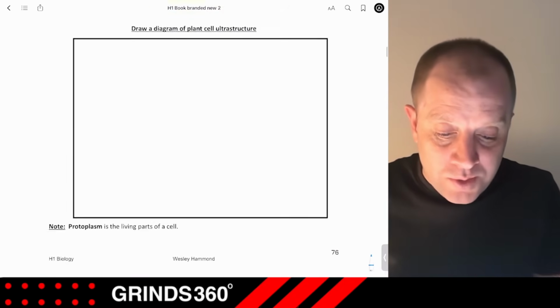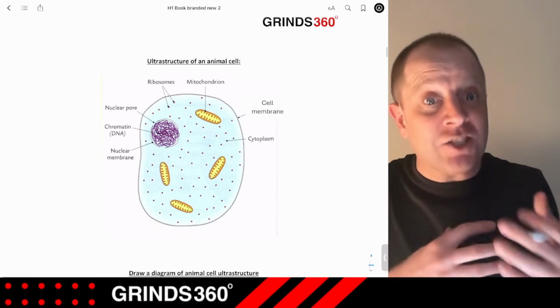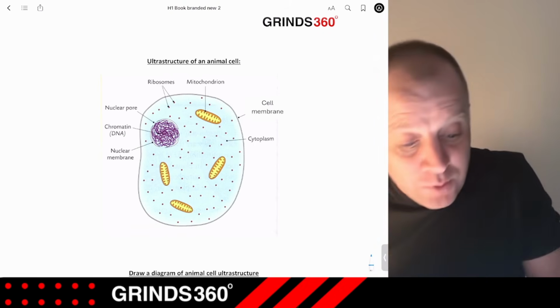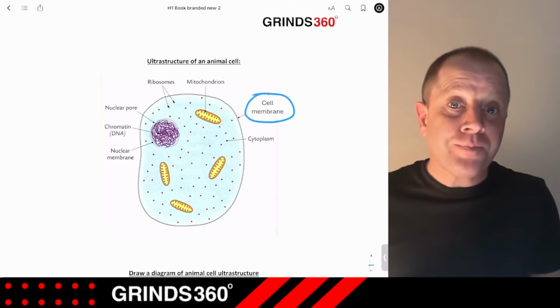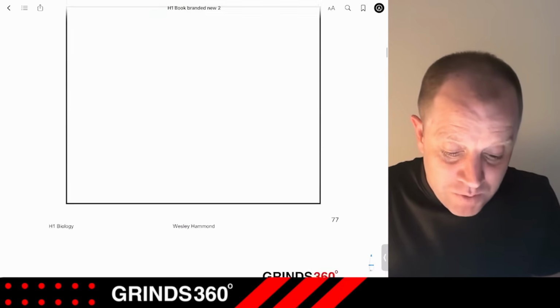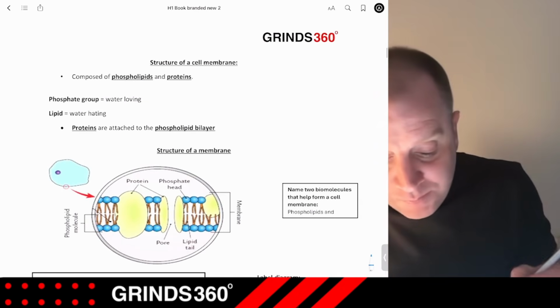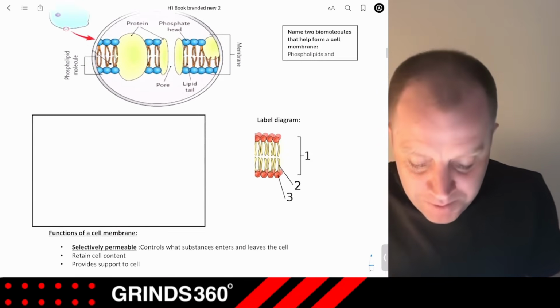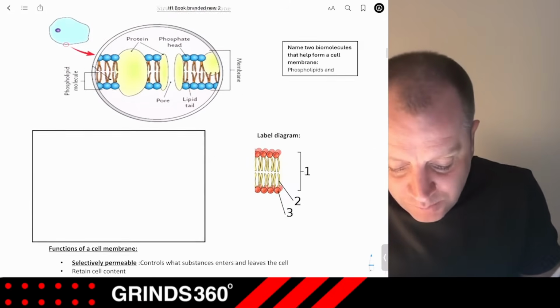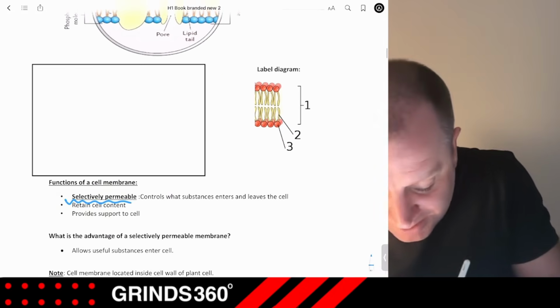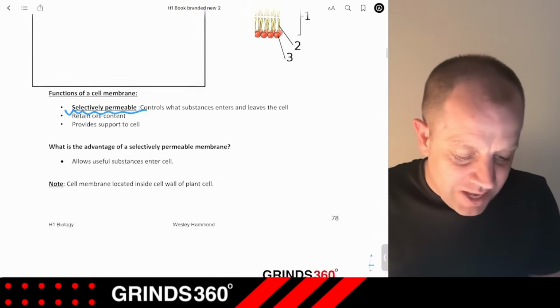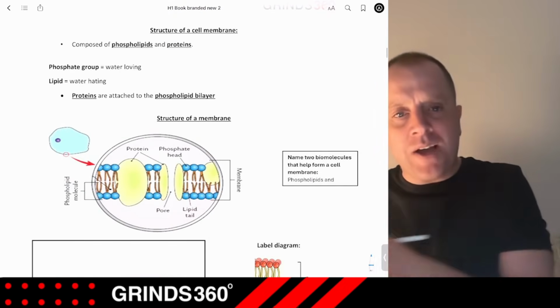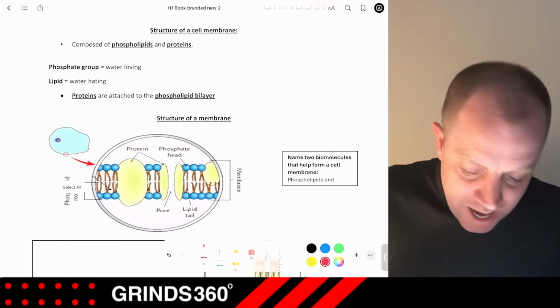But what we're going to do is take each part of the cell and start off with the cell membrane. So let's look at the cell membrane. The cell membrane has a really important function. And the function of a cell membrane, I want you to go down here, is that it's selectively permeable. We're on page 78.